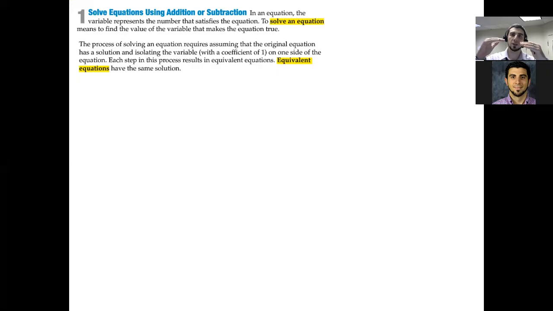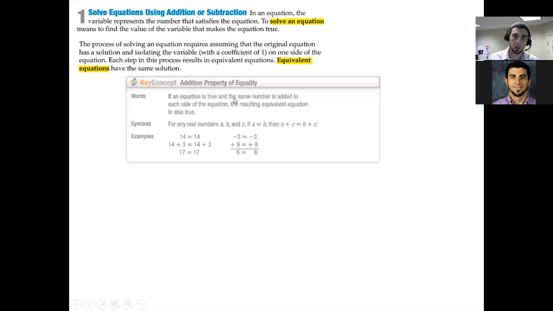So basically, every time you take a step towards solving the equation, the step that you take has to produce an equivalent equation. And we'll show you the rules for doing that. So the addition property of equality basically says that if you add the same thing to both sides of an equation, the equation still is true and it produces an equivalent equation. So for example, if you have 14 equals 14 and you add 3 to both sides, it produces an equivalent equation. If you have -3 equals -3 and you add 9 to both sides, it gets 6 equals 6, which is still an equivalent equation.